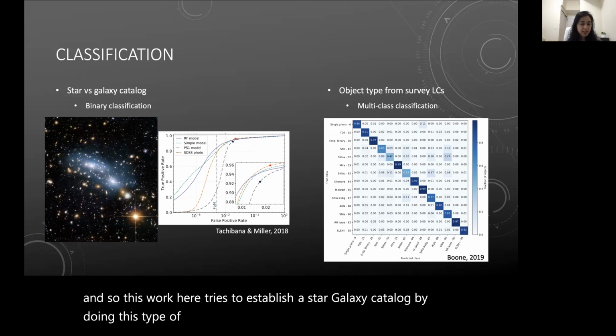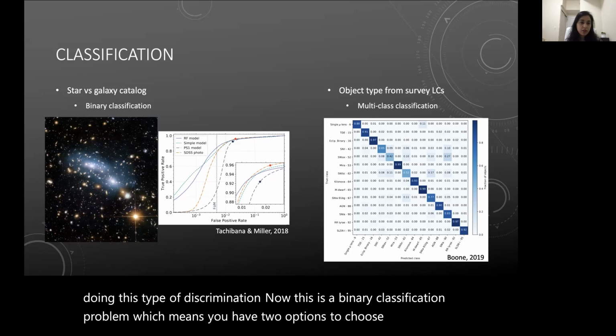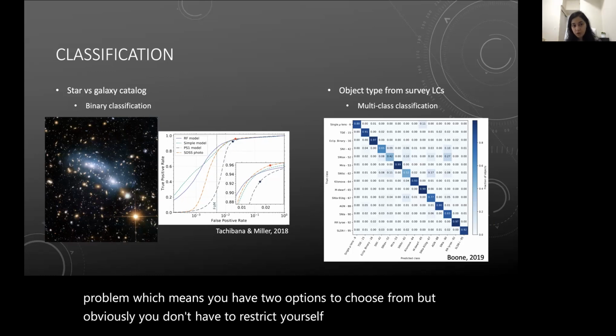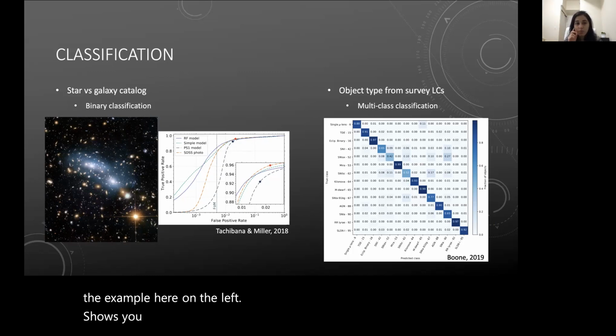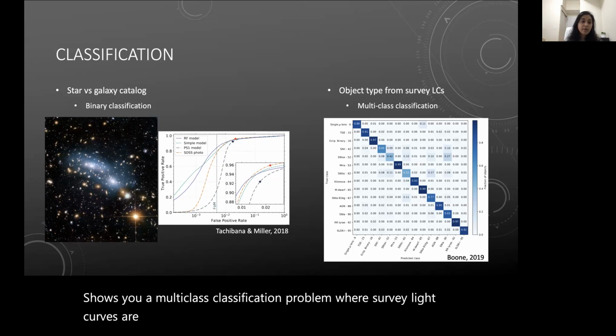Now, this is a binary classification problem, which means you have two options to choose from, but obviously you don't have to restrict yourself to two options. Given the type of problem you can have many classes. The example here on the left shows you a multi-class classification problem where survey light curves are being presented to you, and you have to label them according to several classes.